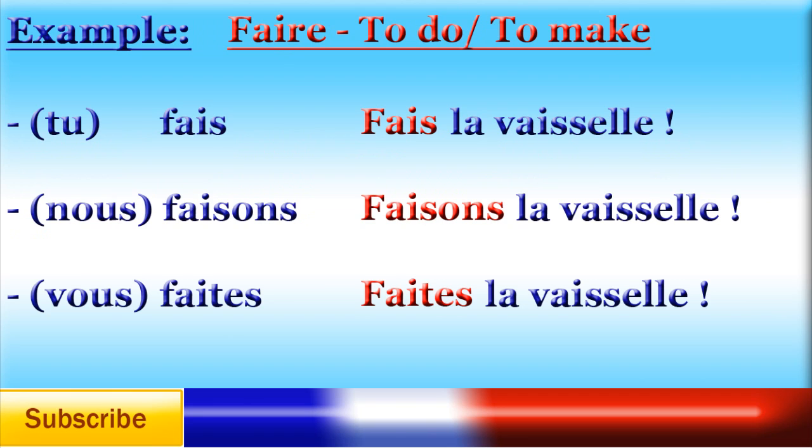So, for example, the verb faire, to do or to make, in the imperative is fais, as in fais la vaisselle, do the washing up. Faisons, as in faisons la vaisselle, let's do the washing up. Faites, as in faites la vaisselle, do the washing up.